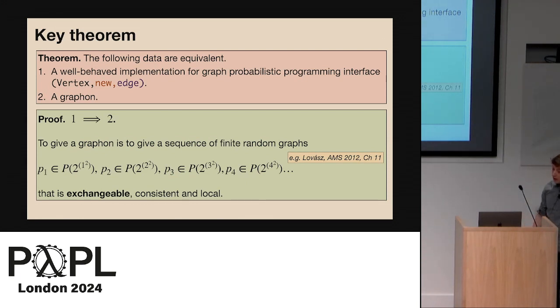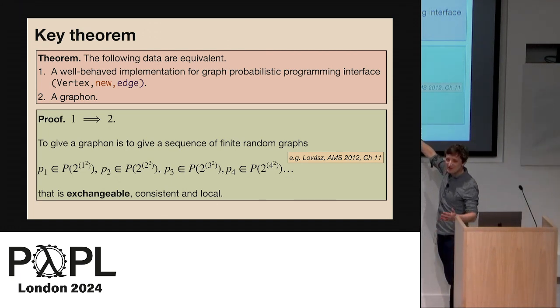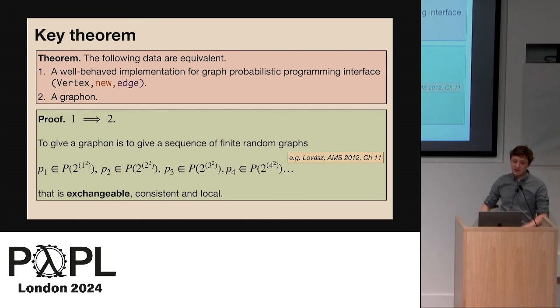So to go from a well-behaved implementation that satisfies commutativity and just data flow, we get back a graphon by remembering that it's known in the graphon community that a graphon is the same thing as an infinite sequence of finite random graphs that's exchangeable, that's what we just saw, but also satisfies two other conditions, consistency and locality. I won't show you those conditions, they're in the paper, of course, and they're also very simple to show using just program manipulations and basic equational reasoning.